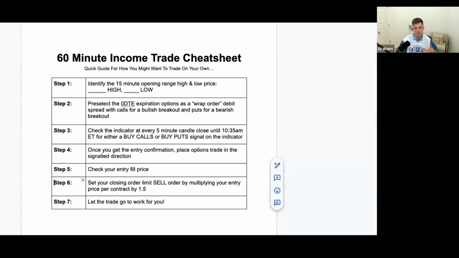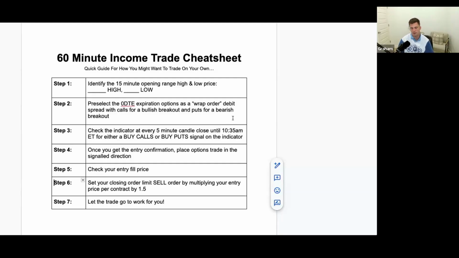And it just takes you through the same steps that I would go through each day so you can get practice in. You don't need to do this, but for those of you who want to learn, want to get the hang of it, get under your belt, these are the steps. So again, identify that 15-minute opening high and low price. Obviously, your indicator does that for you, but if you want to go through the steps, that's what you do. Then you pre-select the zero DTE expiration options as a wrap order. Remember, we're always doing a debit spread. You can do a credit if you want, but I do a debit spread using calls for a bullish breakout, puts for a bearish breakout. That way we have an idea which options we'll be trading.